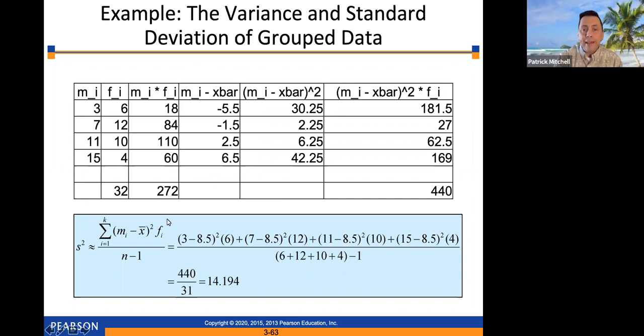And then just divide that by the sample size minus 1. And that will give you your sample variance, or I should say your approximate sample variance, which is 14.194. I didn't include the standard deviation because that works the same way. It's just the square root of the variance.